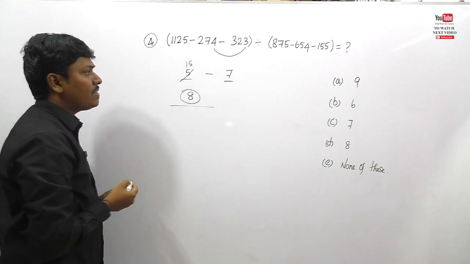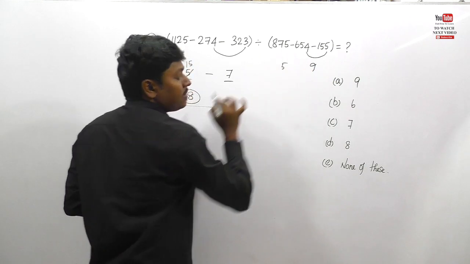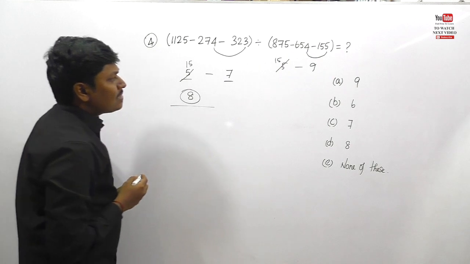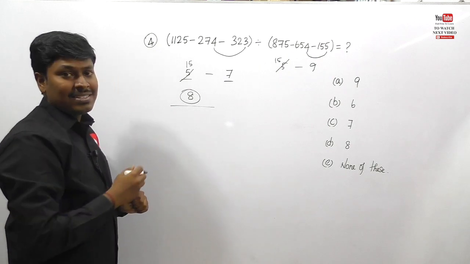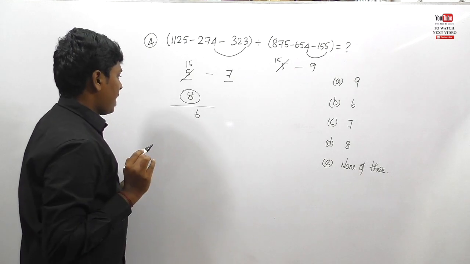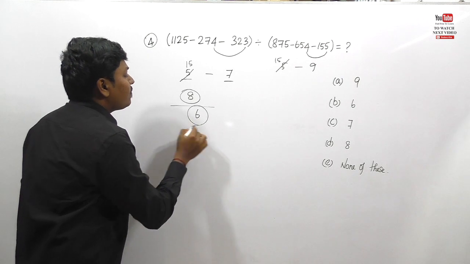What about the denominator, friends? See here, 5 and 4 will be 9, right? And here the number ends in 5. So 5 minus 9, that is 15 minus 9, I think the answer will be 6, right? So 15 minus 9 will be 6, friends. So divided by 6, okay. And the numerator is 8 and the denominator is 6. We need to find what is the answer, friends.